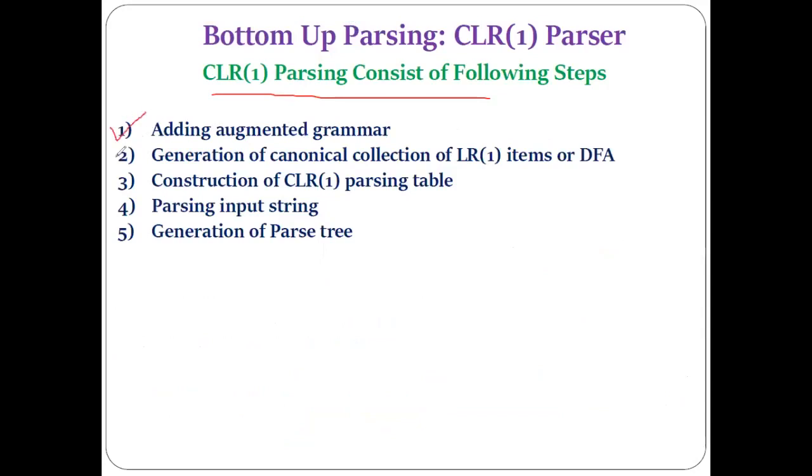Now if you see the different steps to perform the parsing using CLR1, they are the same steps we discussed regarding the previous parsers: adding the augmented grammar, then generation of the canonical collection of LR1 items. One thing different here is how we utilize and generate the canonical collection of LR1 items, which we will see. Then we construct the CLR1 parsing table, and the last steps are as they are: parsing the input string and generation of the parse tree.